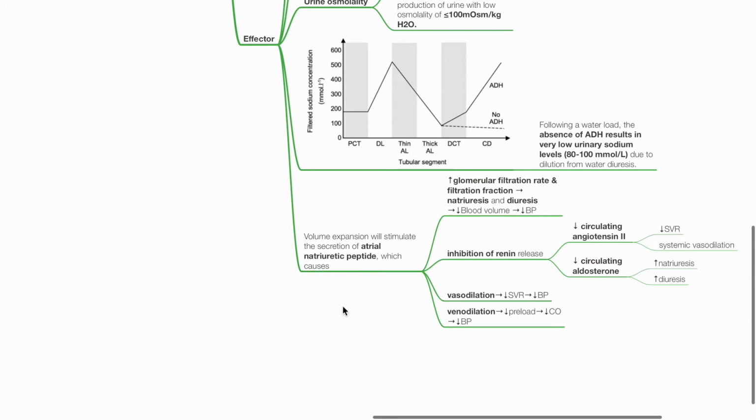Volume expansion will stimulate the secretion of atrial natriuretic peptide, which causes increased GFR and filtration fraction, natriuresis and diuresis, reduced blood volume and reduced blood pressure, inhibition of renin release, resulting in reduced angiotensin II and reduced aldosterone and their effects, such as reduced SVR, vasodilation, natriuresis and diuresis, vasodilation and venodilation.